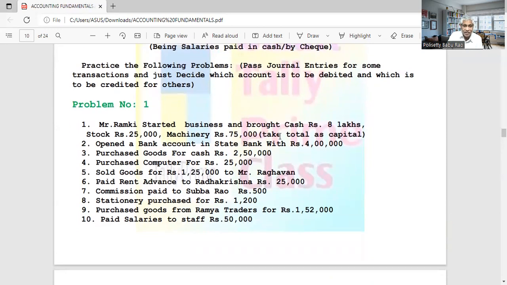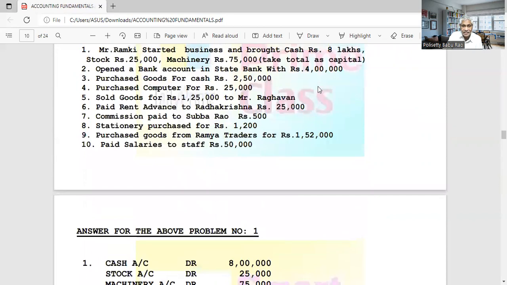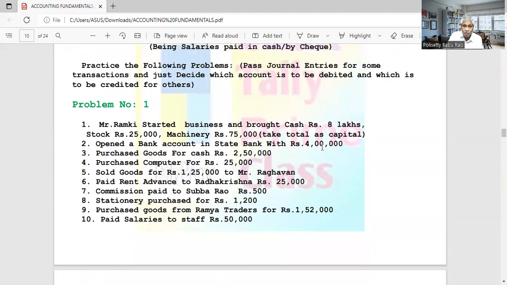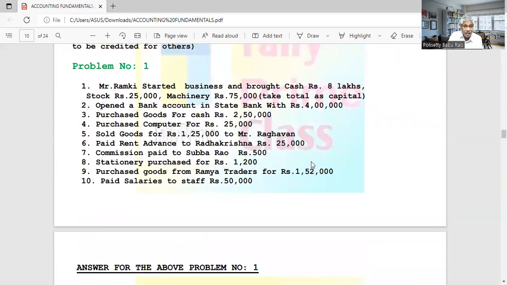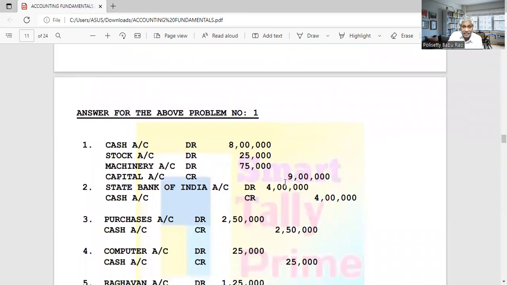So here what is the entry? We are getting cash, stock, and machinery. So cash, stock, and machinery accounts are all to be debited. So cash account debit 8 lakhs, stock account debit 25,000 rupees, machinery account debit 75,000 rupees. The total amount is 9 lakhs, which is the capital. Capital is the name of the proprietor, so it is to be credited. Capital account credit 9 lakhs.